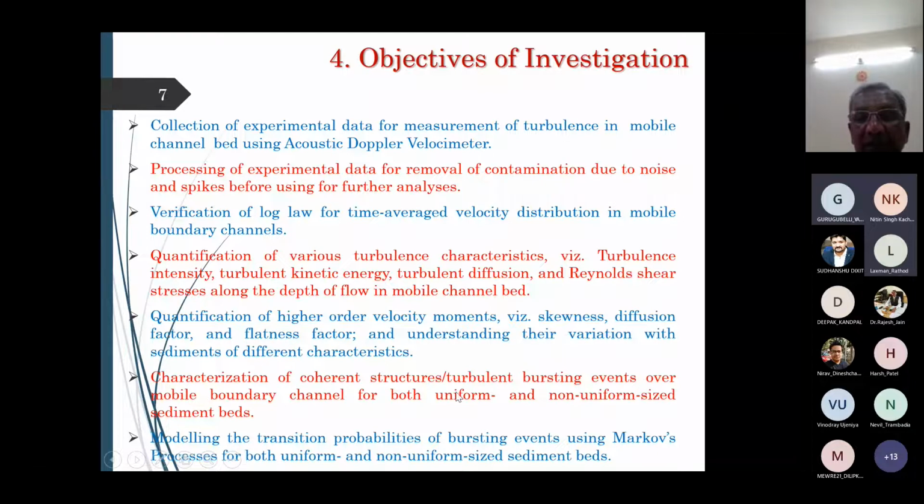Characterization of coherent structure turbulence bursting events over the mobile bed channel for both uniform and non-uniform sediments. I hope you have studied a few aspects of this coherent structure or turbulence bursting event in the previous lectures. So what their characteristics are for both uniform and non-uniform has to be analyzed. And similarly, modeling the transition probability of bursting events using Markov process for both uniform and non-uniform sediments has to be described in this particular work, right?